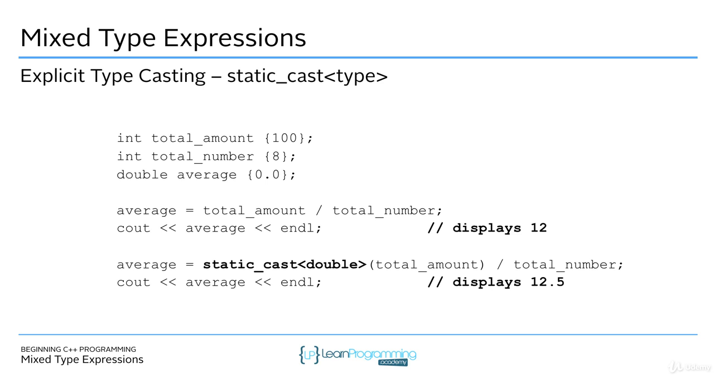Now one of the operands is a double, so the compiler will automatically convert the total number to a double and do double division, which is exactly what we want. Now we get 12.5, which is the result we wanted. Let's head over to CodeLight and write a program that asks the user for 3 integers and computes their average.